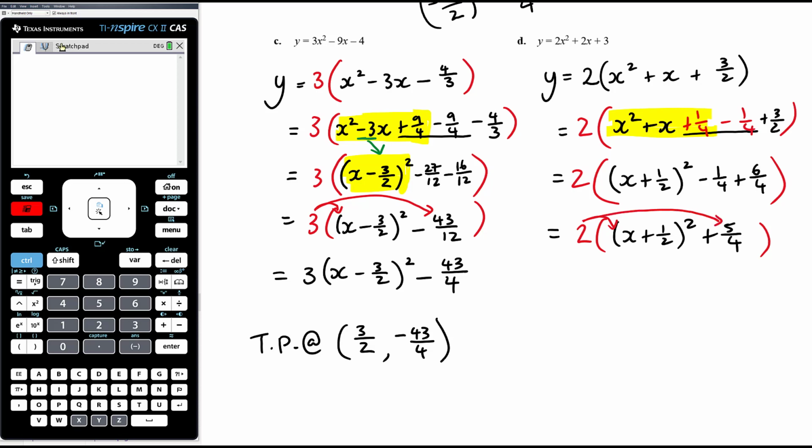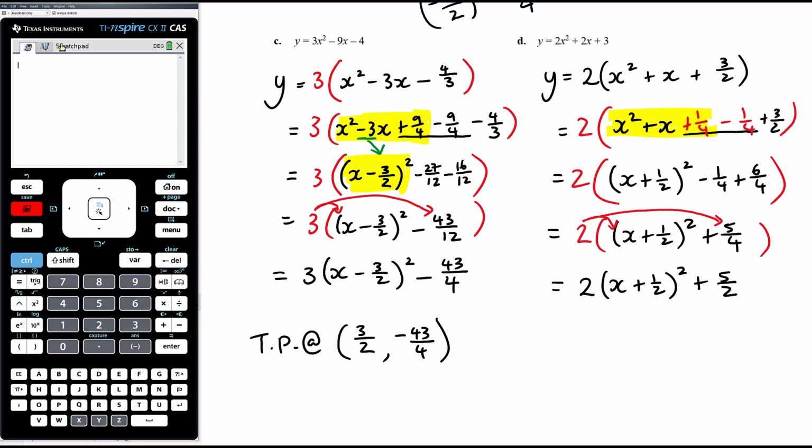Okay, now finally we want to expand this 2 back in, so it'll be 2 times the perfect square and 2 times 5 on 4. Again, the 4 in the denominator will cancel with the 2, so I'm not going to write that as 10 on 4 and then simplify it to 5 on 2. I'm straight away going to cancel the 2 down with the 4 in the denominator to make it 5 on 2. So we've got 2 times x plus 1/2 all squared plus 5 on 2.